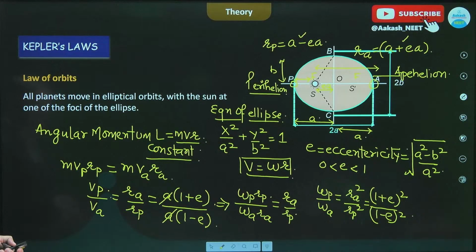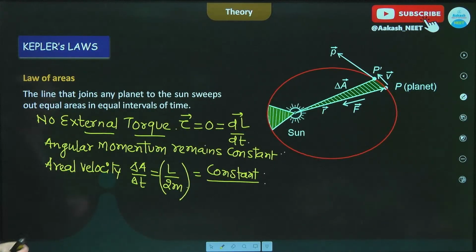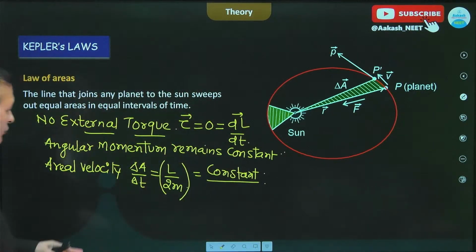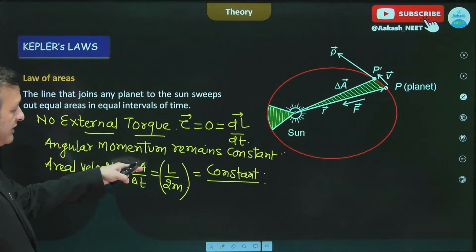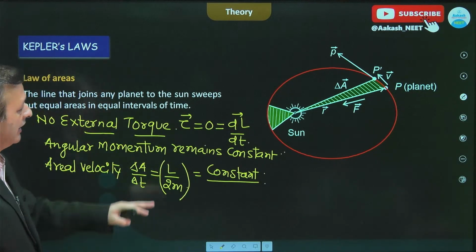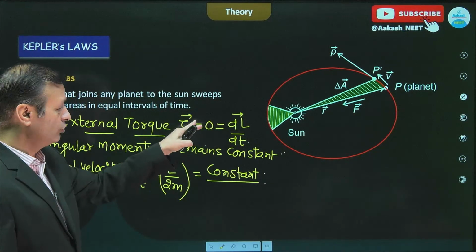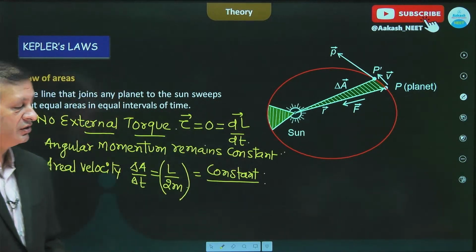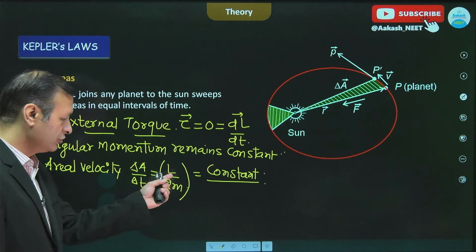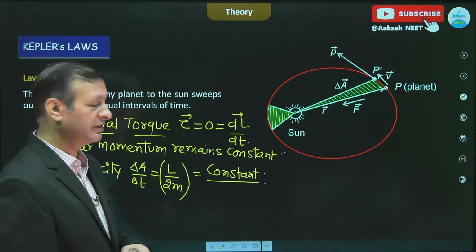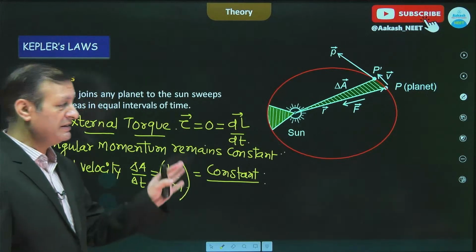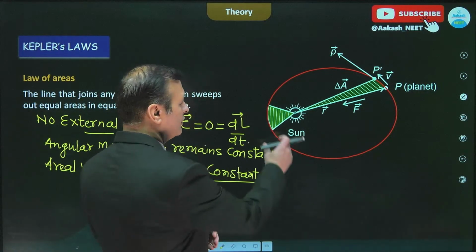Fine. So let's move on to the same concept again. So that means law of areas. So we have just stated its aerial velocity remains constant because there is no external torque, and we know when there is no external torque, angular momentum remains constant, and aerial velocity is given by L by 2m. So L being constant, m mass of the planet remains constant, so aerial velocity remains constant. So now coming back to it again.